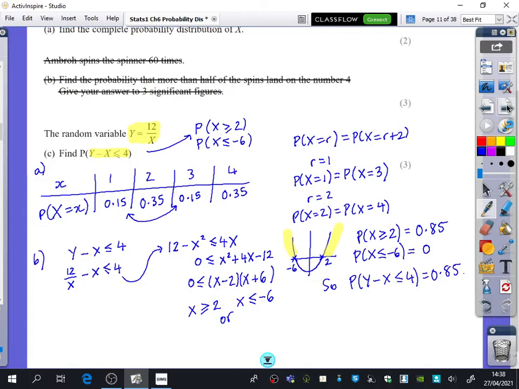Everyone got that down? Nearly? So the key thing here was you had these bits in yellow to begin with, and because we knew nothing at all about y, we had to combine them and get rid of y so that we could do it in terms of x, because we know everything about x. We didn't know anything at all about y, so we had to make it all about x.